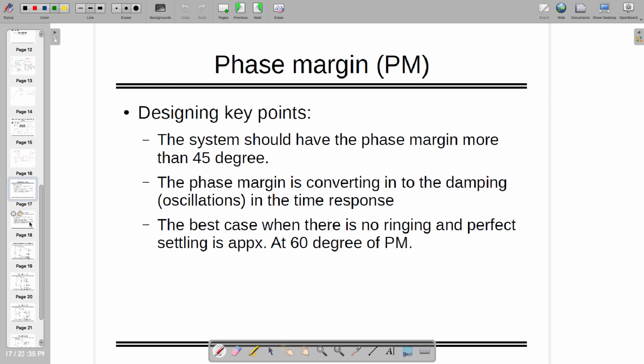But before going to that, let's complete the phase margin. I haven't taught that, right? So I told you one thing, that the key design point is that the system should have a phase margin of more than 45 degrees, preferably 60 degrees, which will help you get a stable system, because you are interested in no fluctuations at the output.